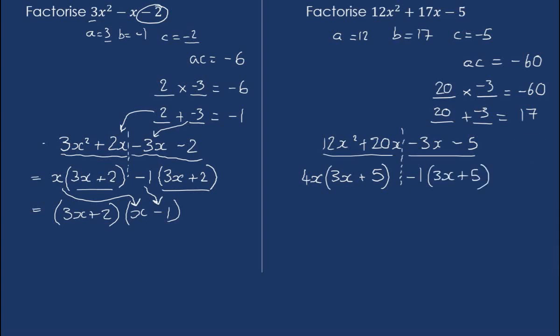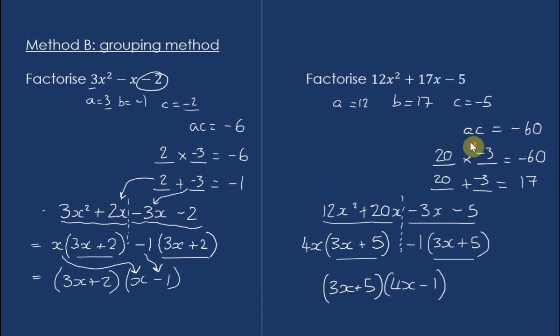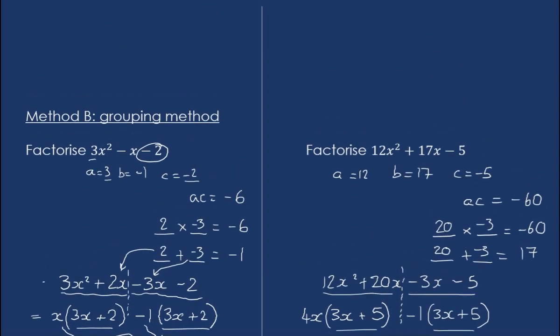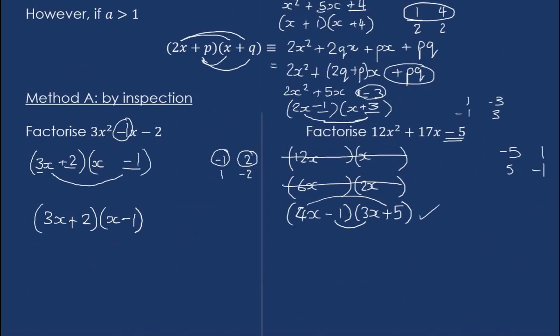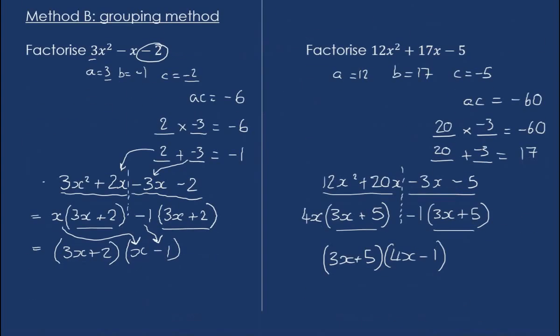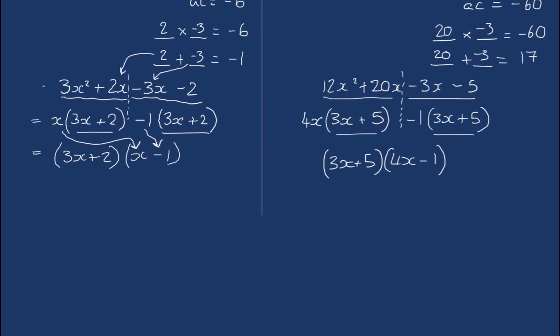And I've done it right because I've got the same thing in both brackets, and now I'm just going to combine the other two into their own bracket, the 4x and the minus 1. So this is equal to 3x plus 5 brackets 4x minus 1. Okay, which if we check the one where we did it before using the other method, 4x minus 1, 3x plus 5. Okay, it doesn't matter which way around those brackets come.